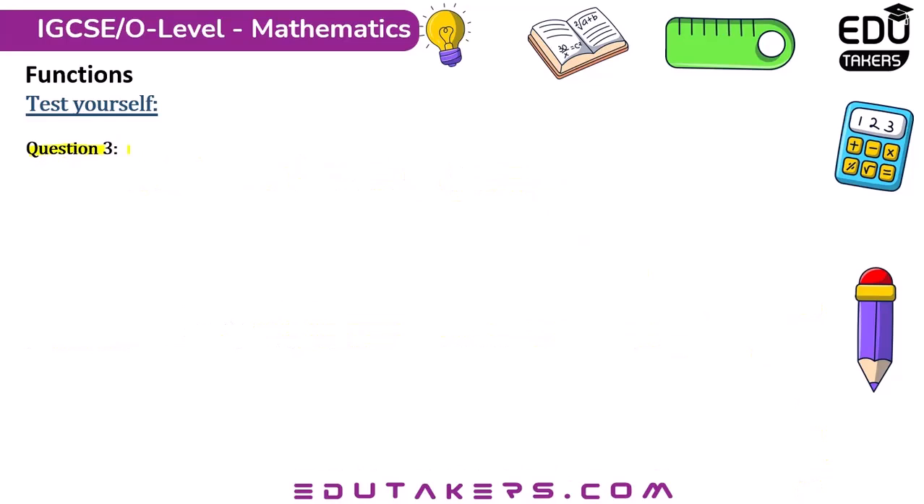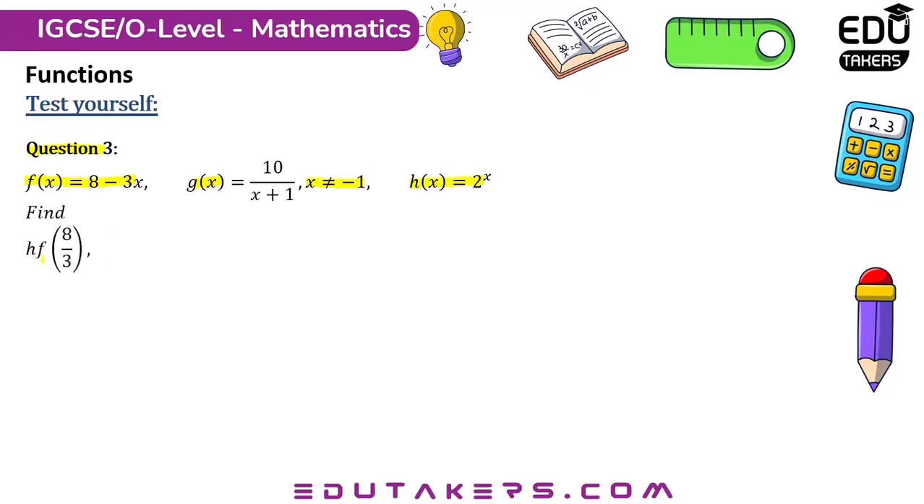Question number 3. f of x equals 8 minus 3x, g of x equals 10 over x plus 1 where x is not equal to negative 1, h of x equals 2 raised to power x. Find hf of 8 over 3. It's a 2-mark question.